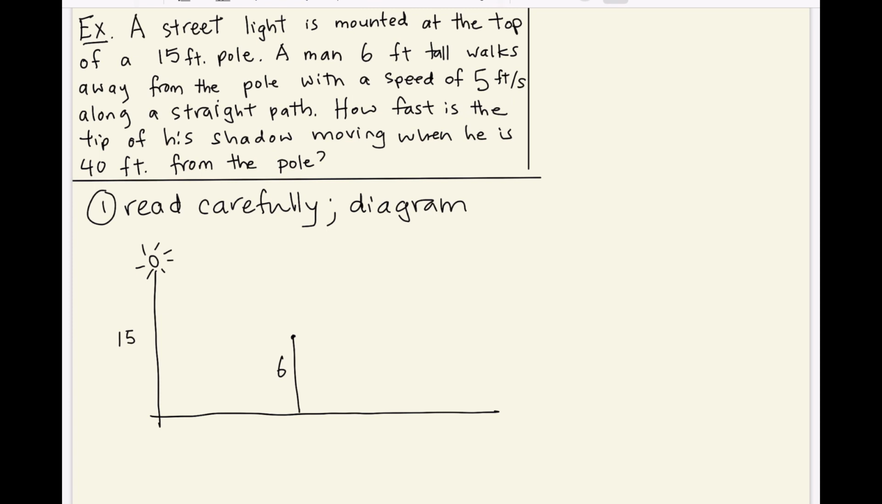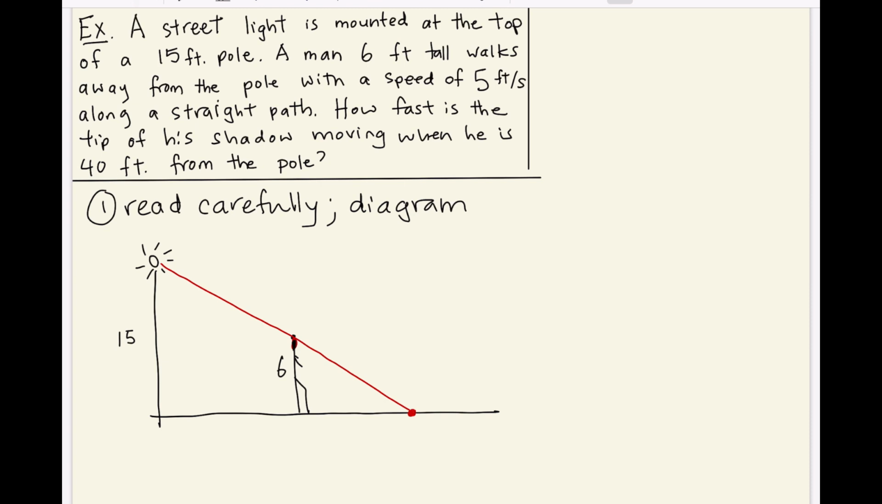Okay, so let me draw where the tip of the shadow is. So the light is shining down, it hits the man, and he's going to cast a shadow. So this is what we would call the tip of his shadow. His shadow is right here, caused by this light, and here's the tip of the shadow. Now, because the man is walking along, that shadow is going to move.